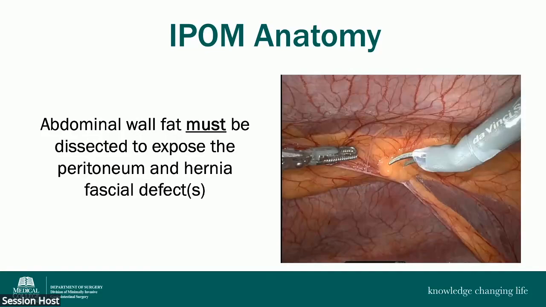So one of the most important things of performing an IPOM is that the abdominal wall fat must be dissected.